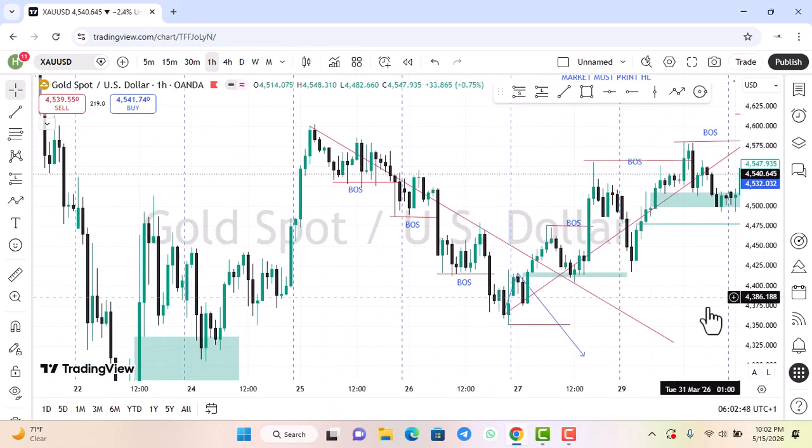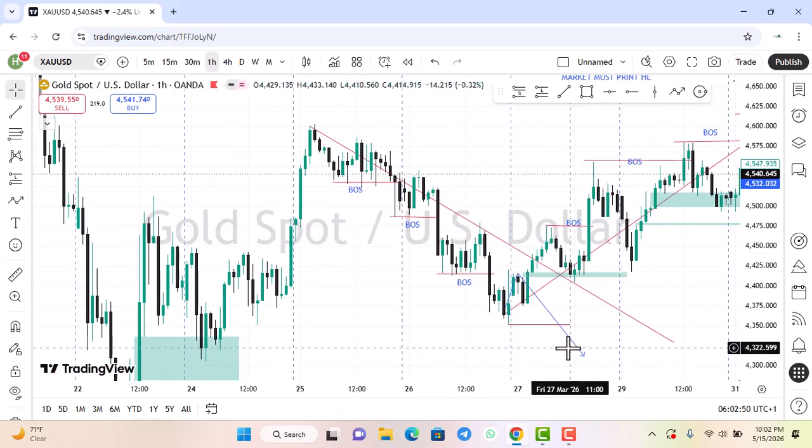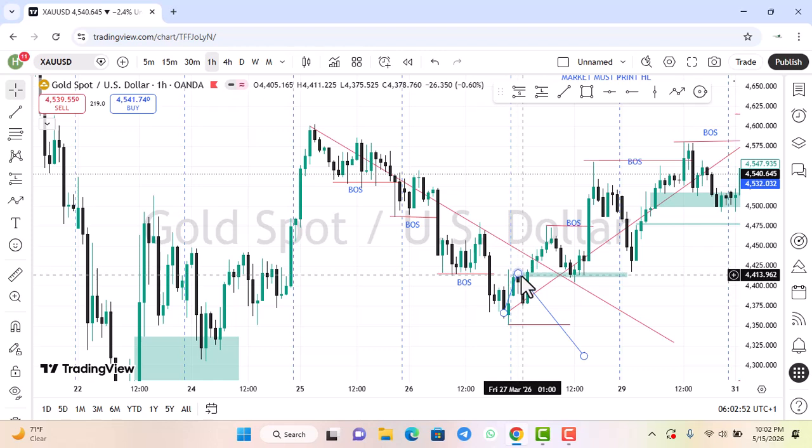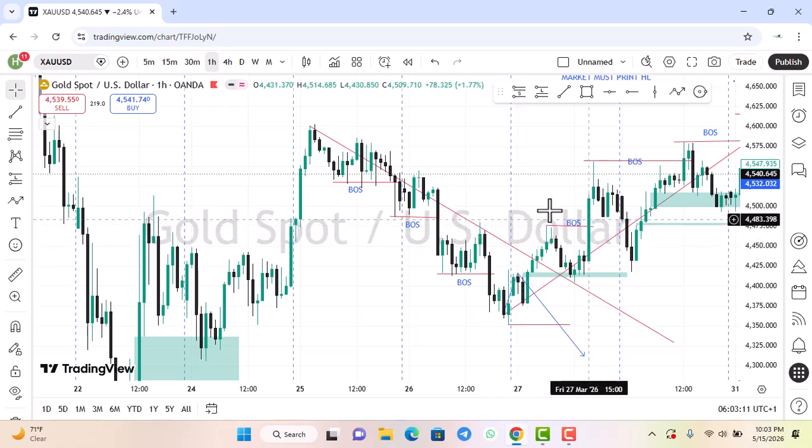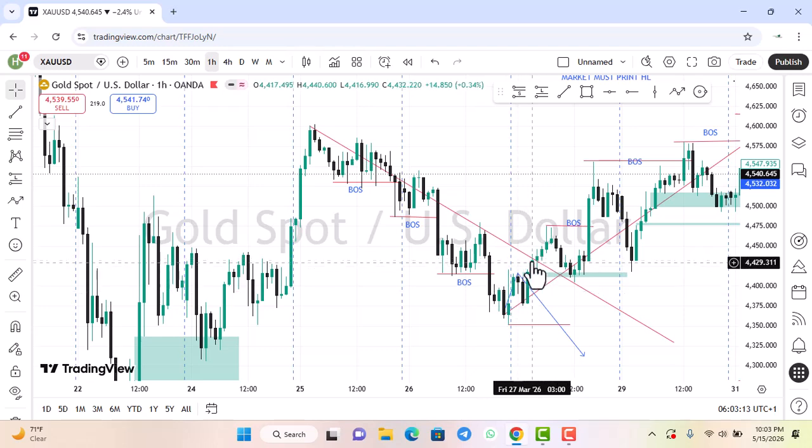If price comes down and break it, I have my new lower high, a valid one. Then what happens next if price refuses to come down and break it? That means price will be targeting your trend line to break your trend line. Now price comes up here and breaks my trend line.